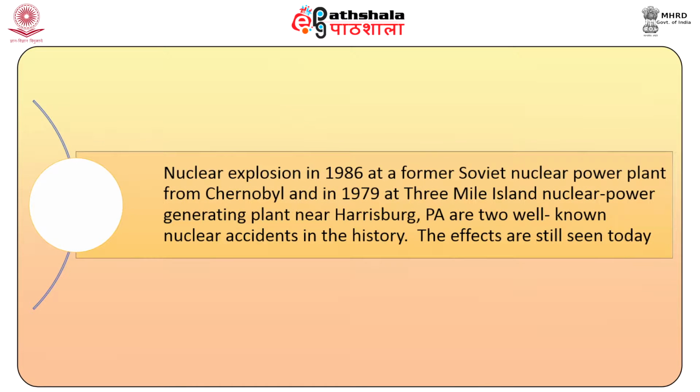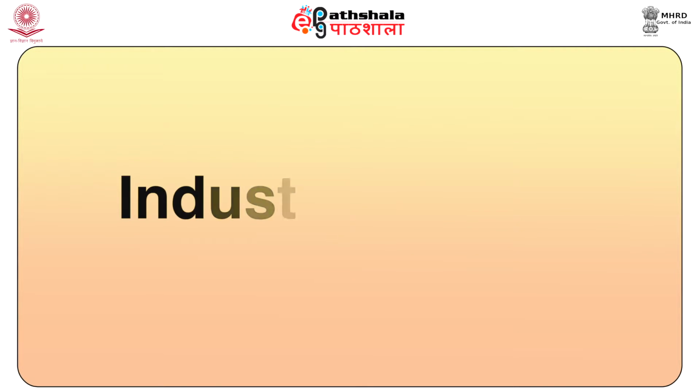The nuclear explosion in 1986 at the former Soviet nuclear power plant at Chernobyl and the 1979 accident at the Three Mile Island nuclear power generating plant near Harrisburg, PA are two well-known nuclear accidents in history. The effects are still seen today.